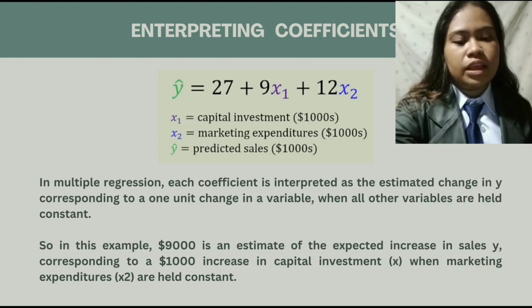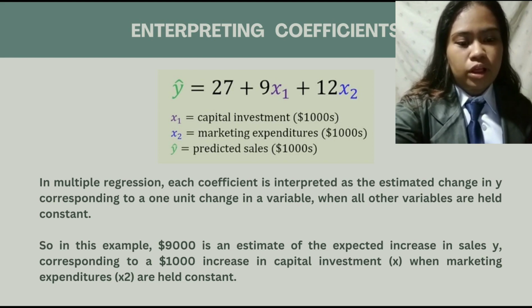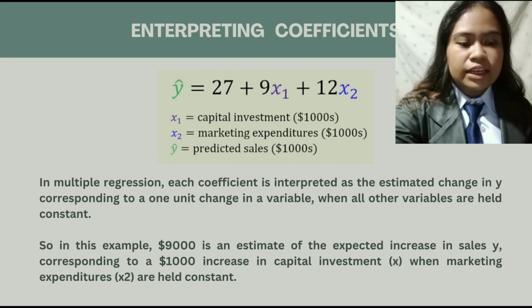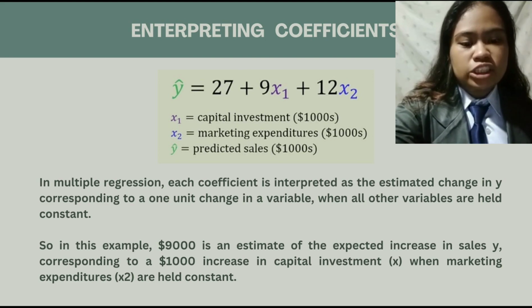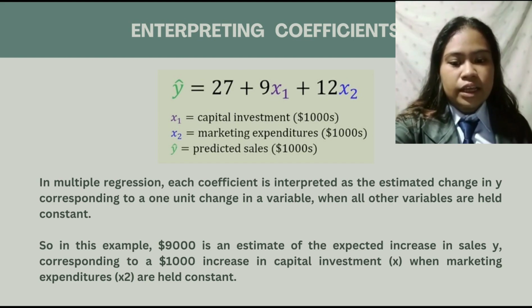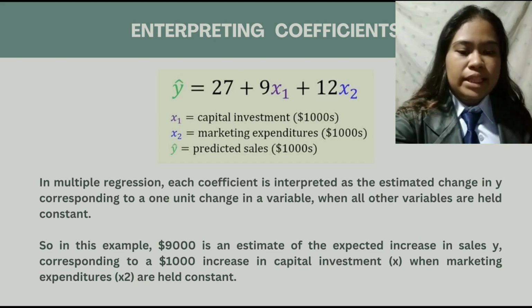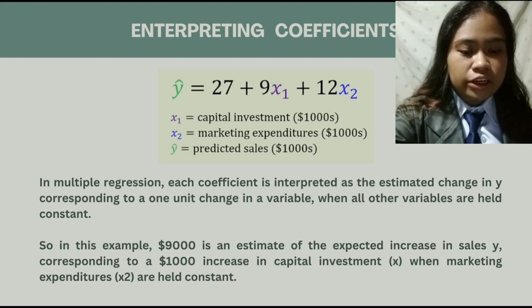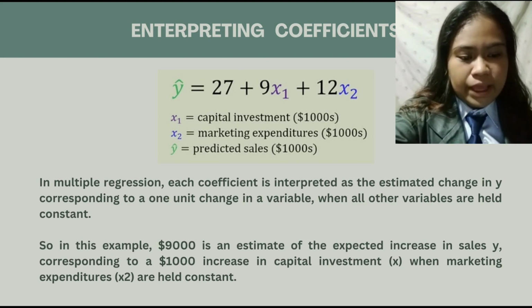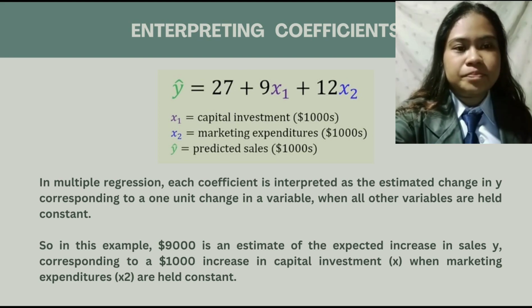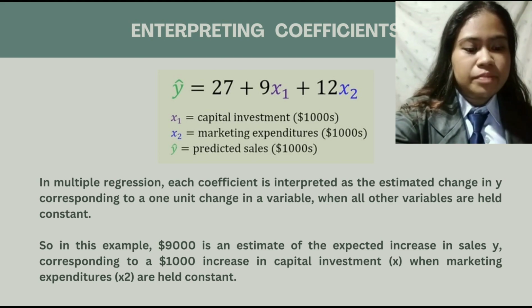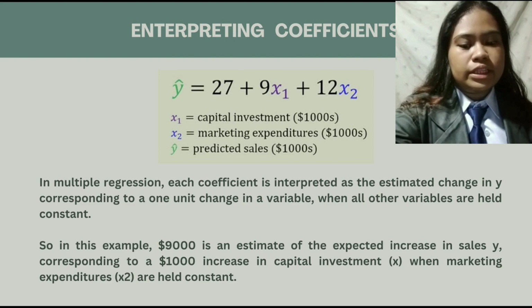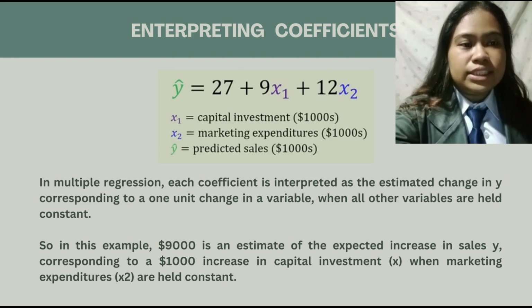In multiple regression, each coefficient, which is ang 9 and 12, is interpreted as the estimated change in y corresponding to a 1-unit change in the variable when all other variables are held constant. So in this example, $9,000 is an estimate of the expected increase in sales, y, corresponding to a $1,000 increase in the capital investment, x1, when marketing expenditure x2 is held constant.